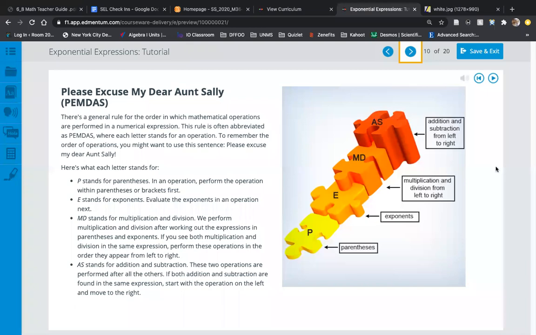Then any exponents that you see, you do that next. Then any multiplication or division, you do that next. And then addition or subtraction, right? So this picture here is actually a really good picture to help you remember PEMDAS. You can see that the P is by itself. We can see that the E is by itself. And then you see this one block here where the M and the D are actually together. Same thing over here. The A and the S are actually together.